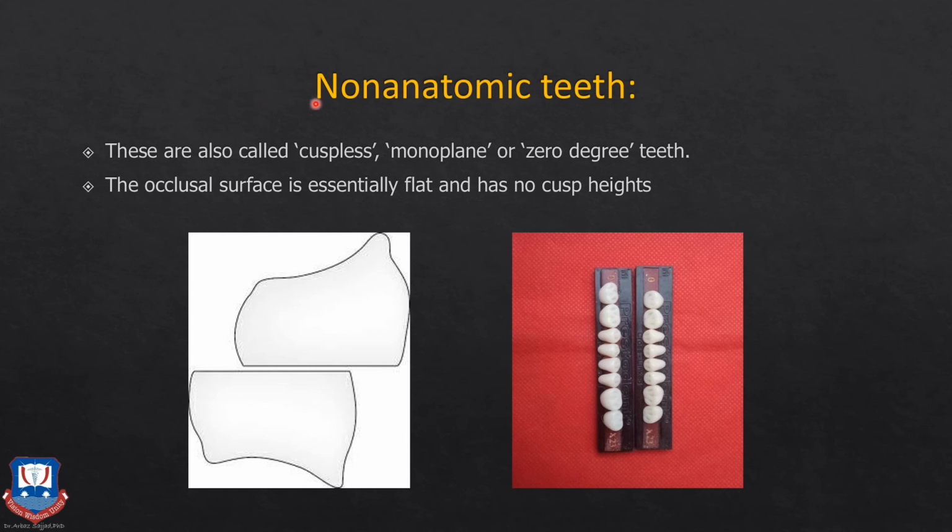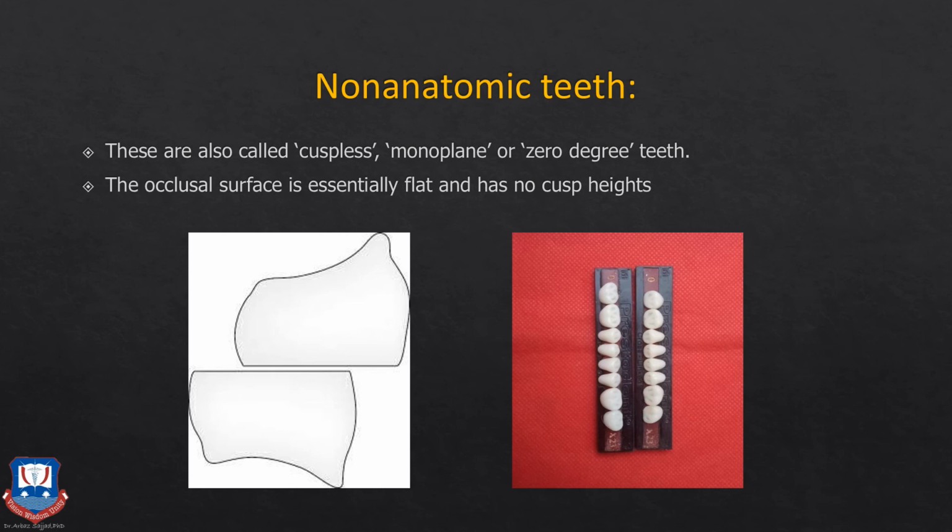So next are the non-anatomic teeth. As the name suggests, non-anatomic teeth are also called cuspless teeth, monoplane teeth, or zero-plane teeth, or zero-degree teeth, because they do not have any cusp. They essentially have a flat occlusal morphology with maybe pits and fissures. As you can see here, these are the monoplane or non-anatomic teeth. They have zero cuspal inclines, and just have some grooves and fossae to aid in the chewing of the food.